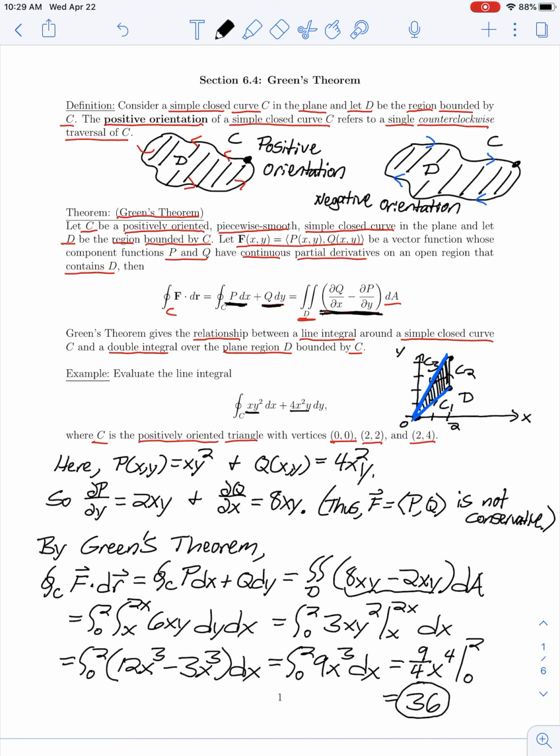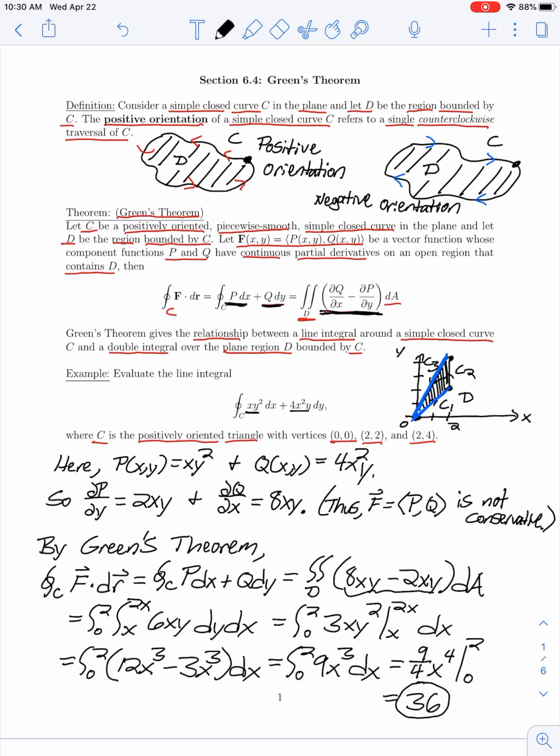So of course, making use of Green's theorem results in this double integral over a relatively simple plane region, this triangular region, and that double integral was much easier to evaluate than trying to evaluate the line integral over each line segment that forms the triangle C1, C2, and C3. So Green's theorem is very useful for evaluating these line integrals over closed curves of vector fields which are not conservative, which bound a plane region that could be integrated easily, making use of a double integral.